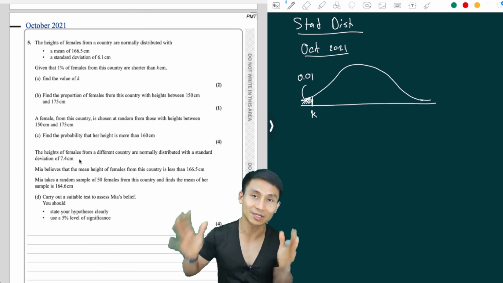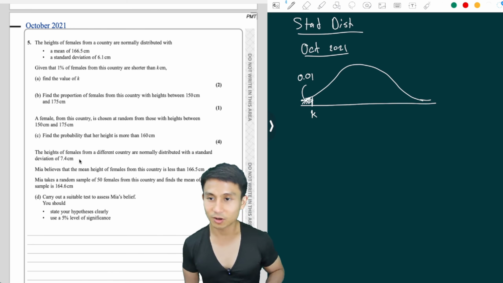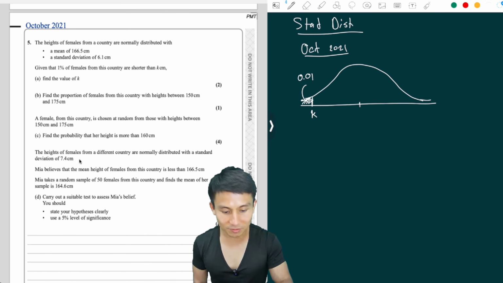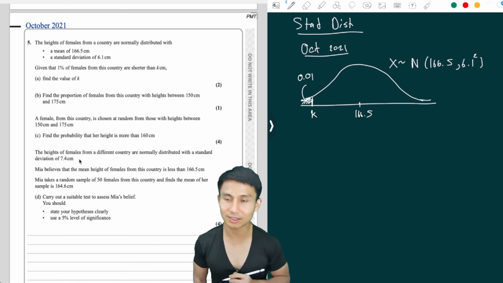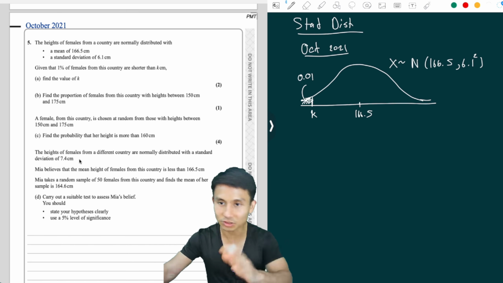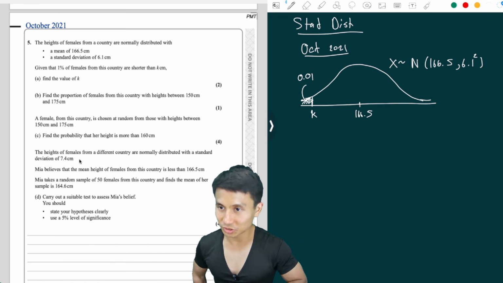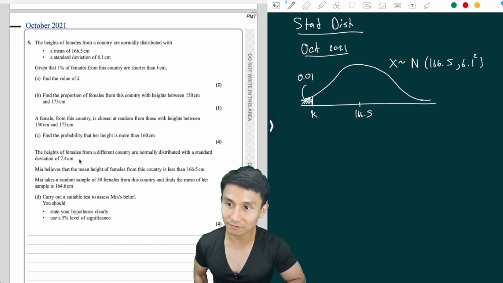The probability is 0.01. The mean is in the middle, 166.5, and sigma. So if we write down the model, it's N(166.5, 6.1 squared). Let's say X is modeled as that. This is not too bad. We're just going to do 1% there and find the value of k.